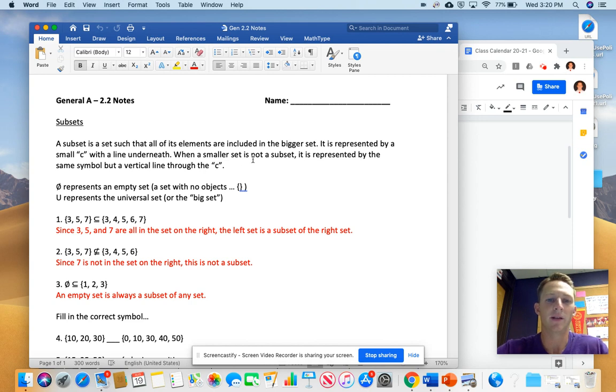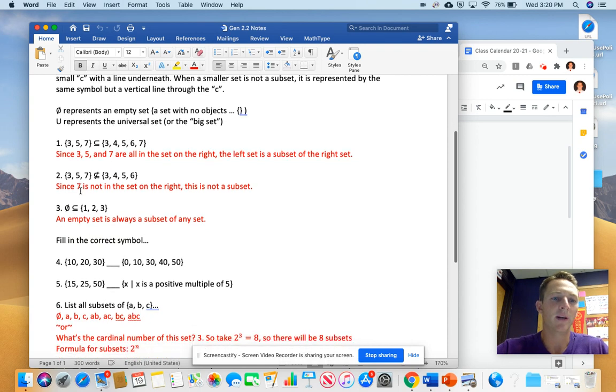And when a smaller set is not a subset, you have that same symbol just with a vertical line through it, kind of like that fancy E, how the fancy E had the vertical line through it when it was like X is not in the set, right? Couple vocab terms or notations that we'll see. This 0 with a line through it represents an empty set. We'll get into that later, but an empty set is a set with no objects, and you can either see that as this 0 with a line through it or just two brackets with nothing in between, right? And then this U represents the universal set. That's that big set we talked about right at the start.